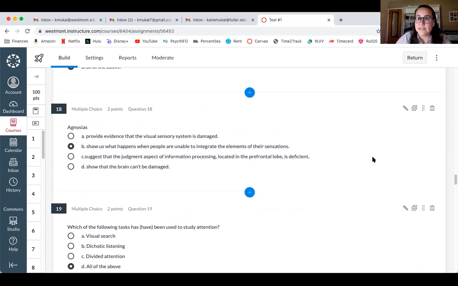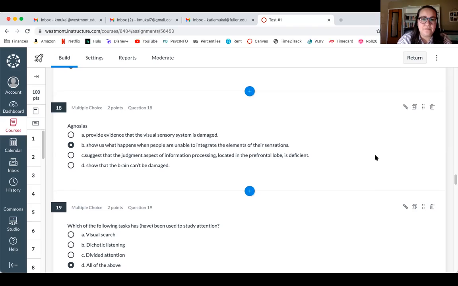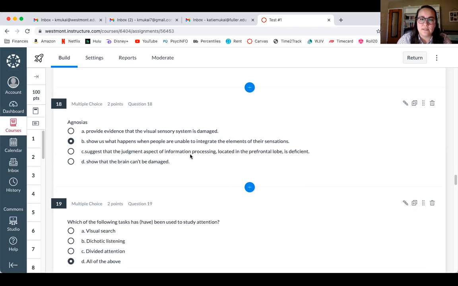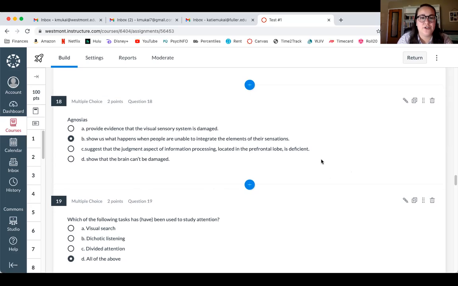And so again, based on this idea of agnosias, for number 18, agnosias can show us what happens when people aren't able to integrate, to bring together the elements of their perceptions. And so it doesn't provide evidence that just the visual sensory system is damaged, because agnosias, again, can happen in any of the sensory systems. It's not just limited to vision. And it's not that information processing is sufficient, and they certainly don't show that the brain can't be damaged, because they are a direct result of brain damage.